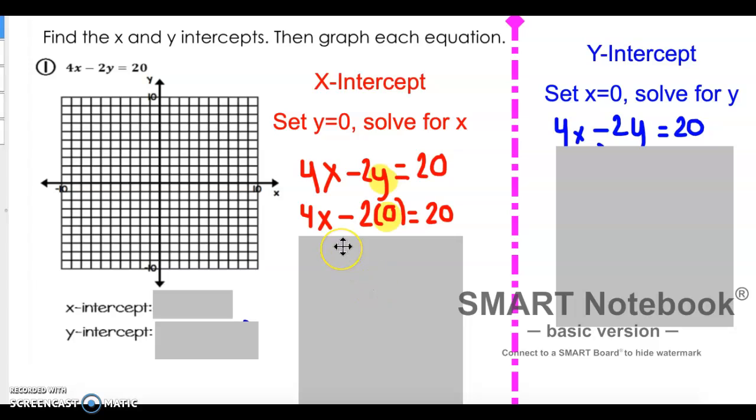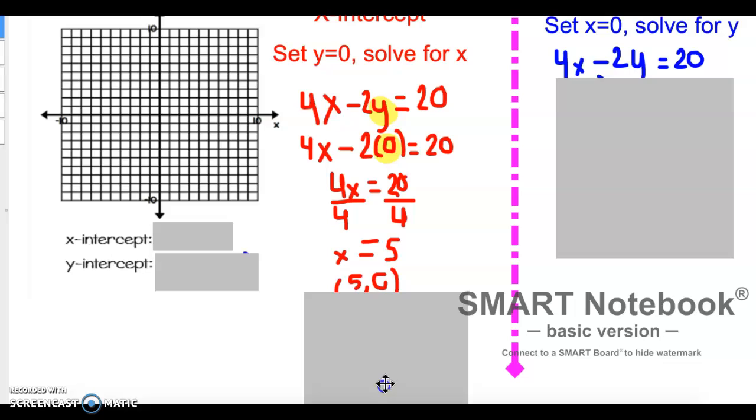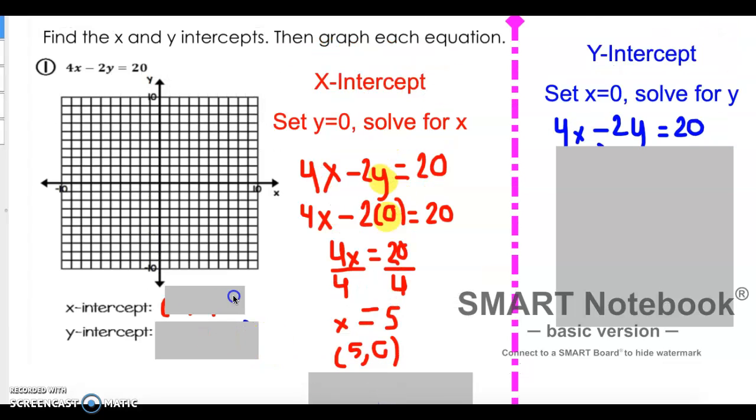So now we have 4x minus 2 times 0 equals 20. We know that anything times 0 is 0, so 4x is equal to 20. To get x by itself, we want to do the opposite of multiplying by 4. So we're going to divide by 4 on both sides, and we get that x is equal to 5. Which means the x-intercept is the ordered pair 5, 0.